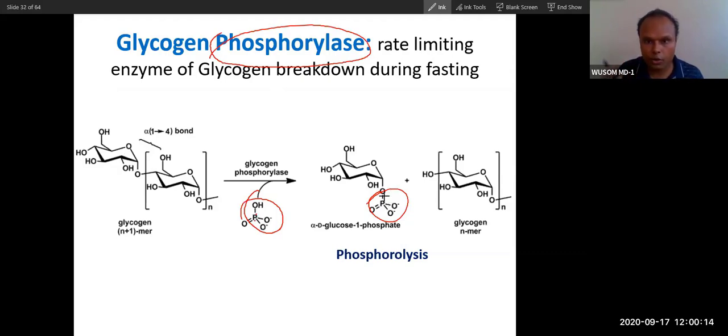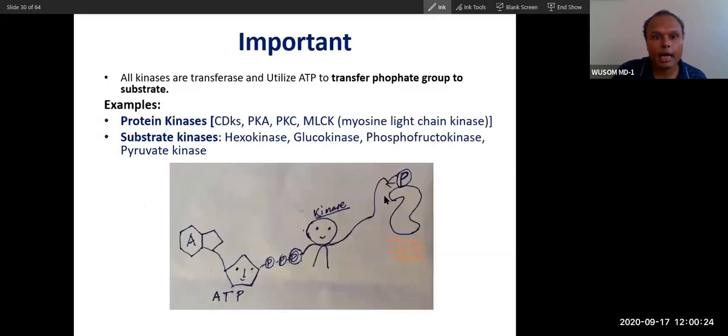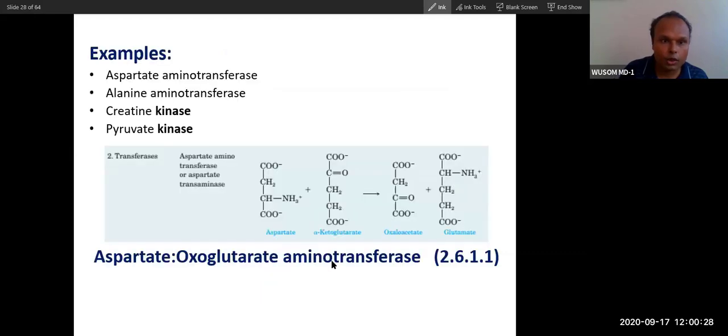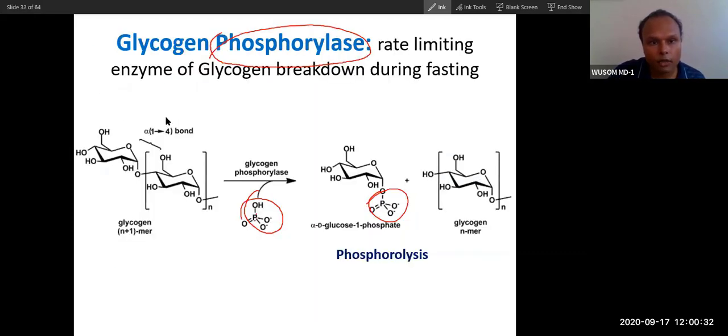That is why it is placed into transferase. So glycogen phosphorylase is a very important enzyme, a rate limiting enzyme of glycogen breakdown. So remember these two very important examples. One is kinase. You can see this is also pyruvate kinase. Here you can also see kinase. So by now you know what the function of kinase is. You know what the function of phosphorylase is.